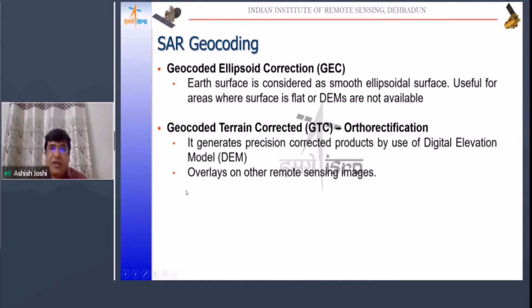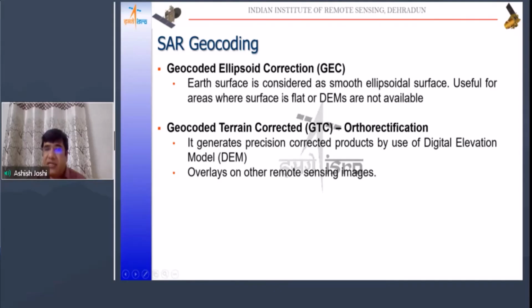In SAR geocoding, we have two processes. One is the geocoded ellipsoid correction, which is called GEC. In the GEC correction, the Earth surface is considered as a smooth ellipsoidal surface.